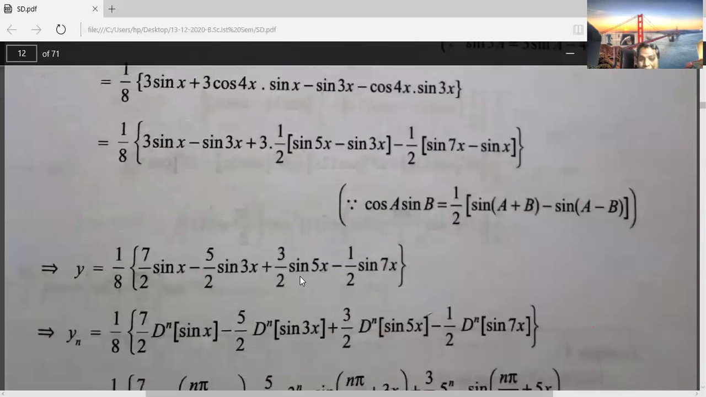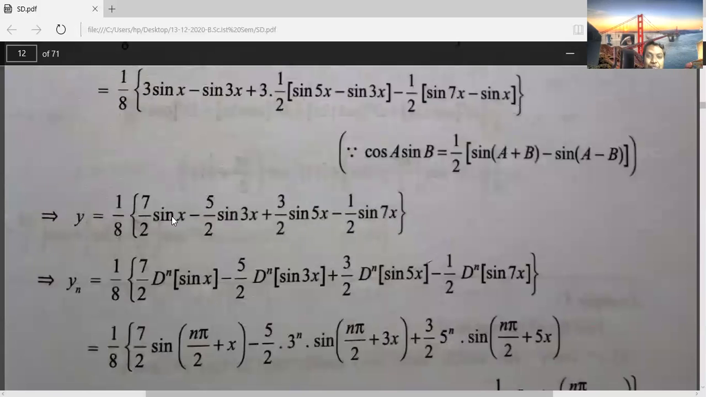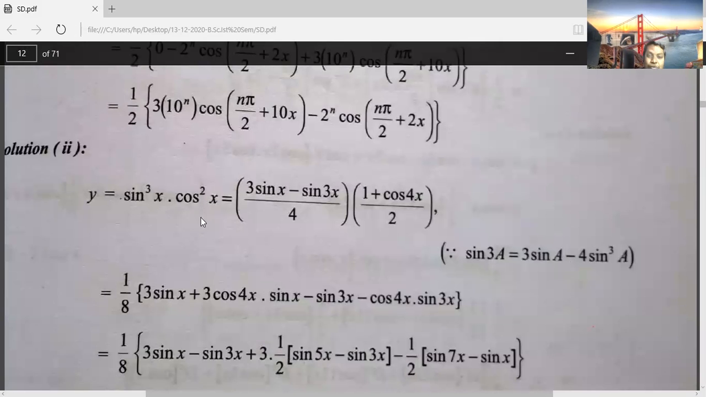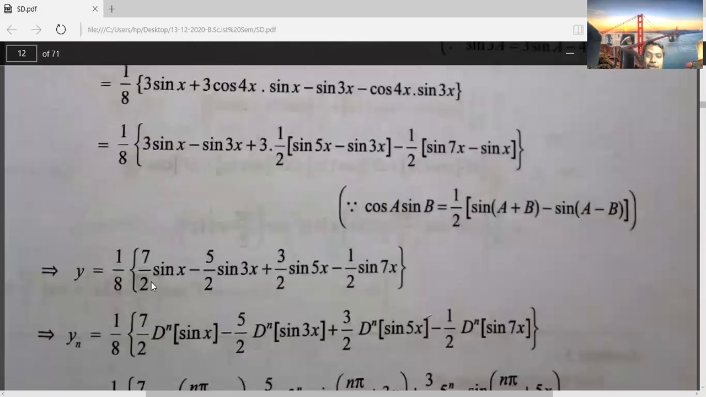Now you see why we are writing this. You already know the nth derivative of sin(ax plus b), so you can take the nth derivative of each term. Here also the same format is there, here also you got the same format. Therefore after simplifying, y is equal to sin cube x into cos square x, for which you don't have the formula directly. That's why here you apply the sin 3x formula and the 1 plus cos 2x formula. Then you simplify and write it in this format.